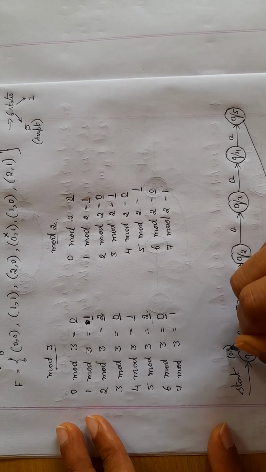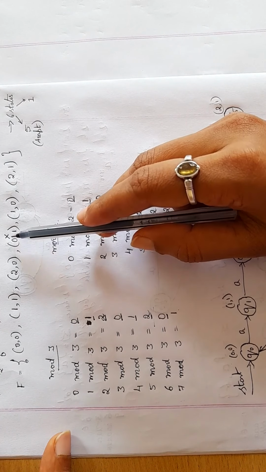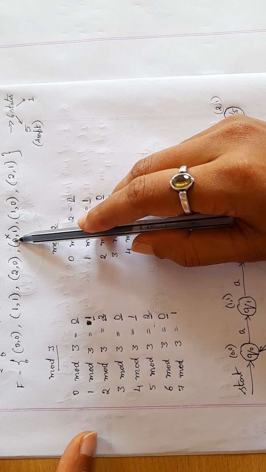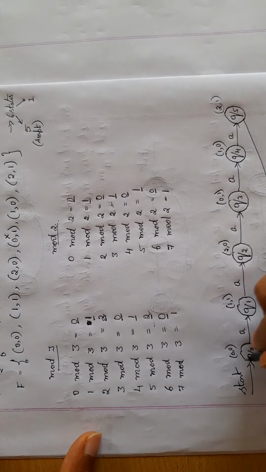Out of that, 5 states are accepted. So everything is accepted except 0 1. So 0 1 will not be the final state. Rest everything is the final state. This is the final state. This is the final state. This one is the final state. 0 1 is not a final state. 1 0 is a final state. And Q5 is a final state. Okay. So this is a DFA for the given question.